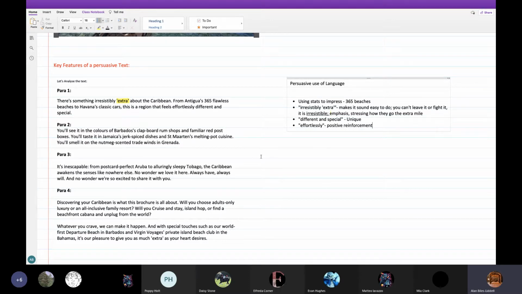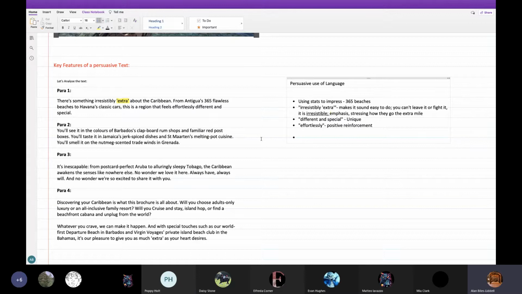Let's move on to paragraph 2 now. So we have paragraph 2, and it says, you'll see in it the colours of Barbados clapboard rum shops and familiar red post boxes. You'll taste it in Jamaica's jerk spiced dishes and St. Martin's melting pot cuisine. You'll smell it on the nutmeg scented trade winds in Grenada. Sounds just like Denby, don't you think? Definitely.